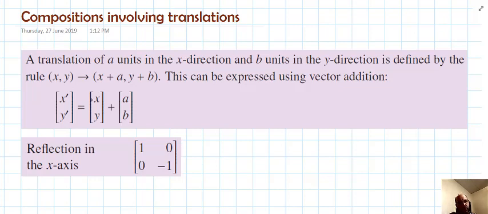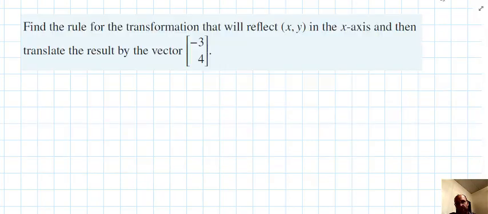Just remembering how the translations work. If we translate the point x, y by a units in the x direction and b units in the y direction, we simply add corresponding elements onto x, y to get the image x dash, y dash. So it's quite straightforward, and the reflection in the x-axis, which we've done before, is that 2 by 2 matrix there.